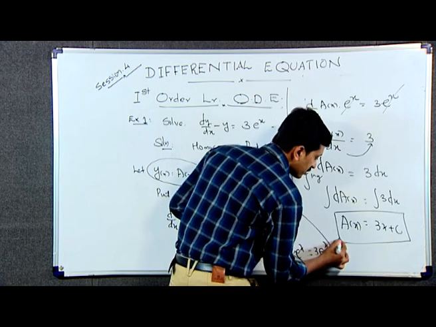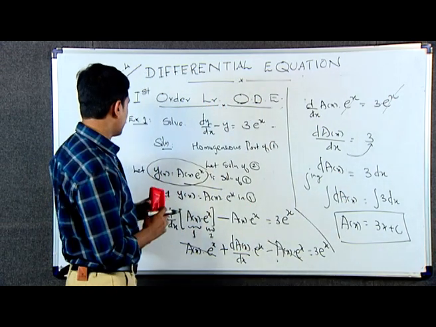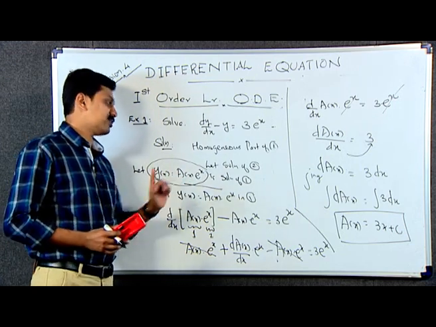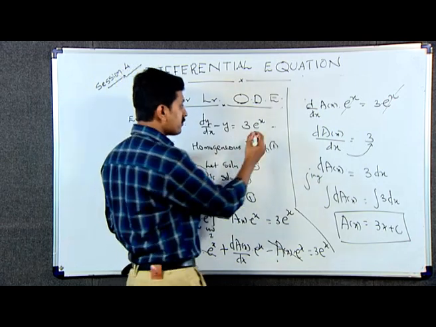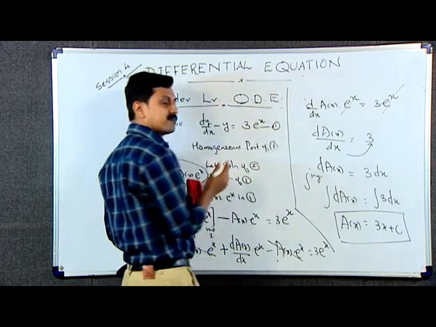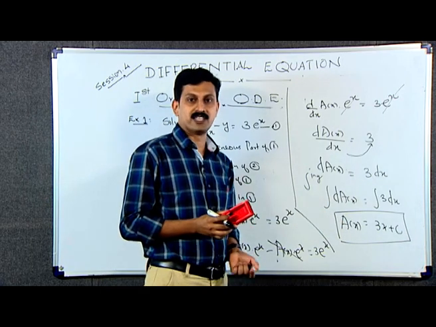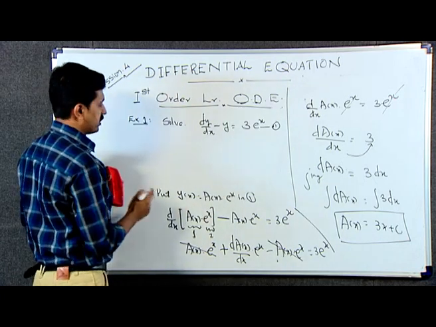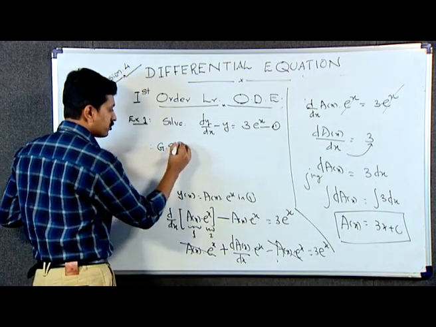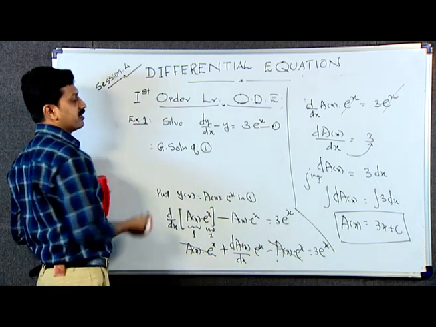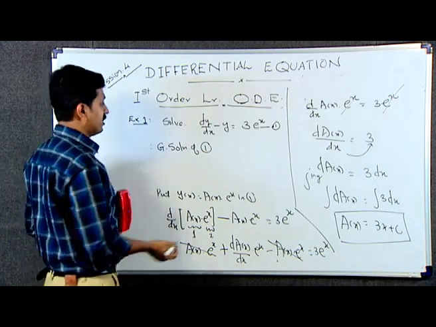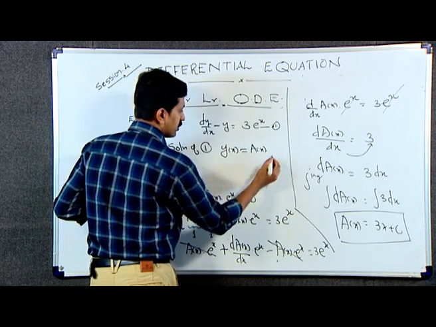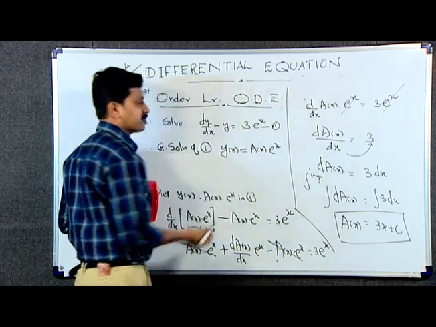Now, we found the value of a of x. Our assumption is that y of x is equal to a of x into e raised to x is a solution of the given differential equation 1. Now that we found a of x, we can find the general solution. Therefore, the general solution of the given linear ordinary differential equation is y of x equal to a of x into e raised to x, that we assumed.